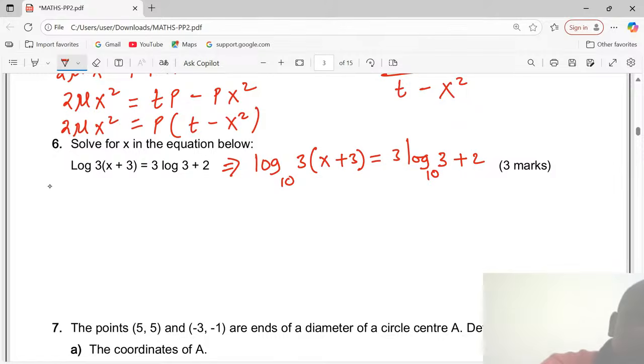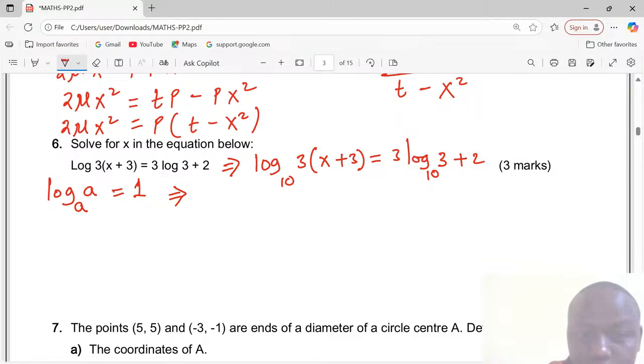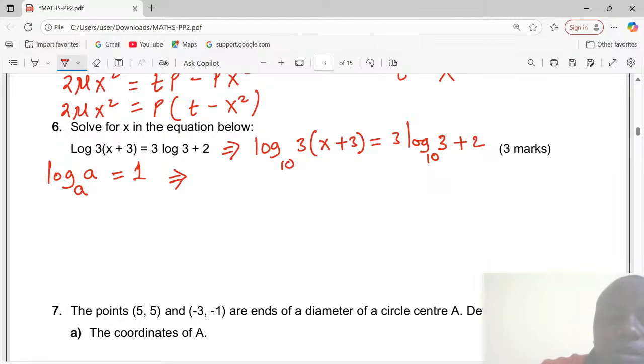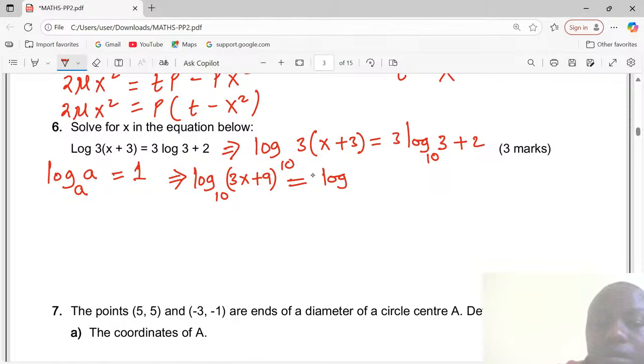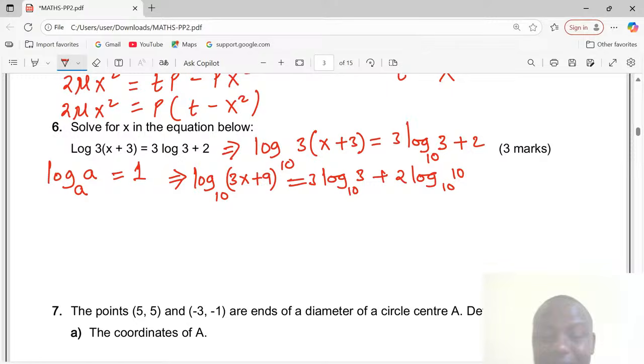After that, remember a law of logs that says the log of a number to the same base equals 1. So if the log of a number to the same base equals 1, then we can introduce log of 10 to base 10 where there is a 2, or where there is a constant. So log to base 10 of 3x plus 9 equals 3 log to base 10 of 3 plus 2 log of 10 to base 10. In this case, the log of 10 to base 10 has a value equivalent to 1. Therefore, we have not tampered with the value of 2, because log of 10 to base 10 is 1.